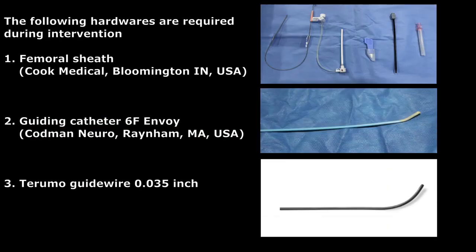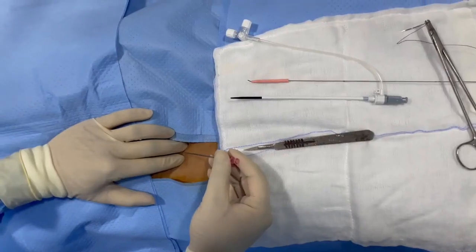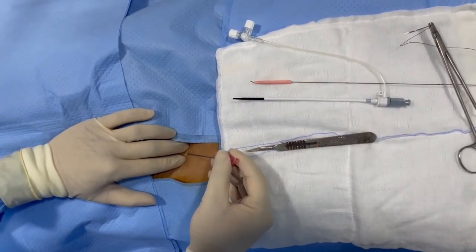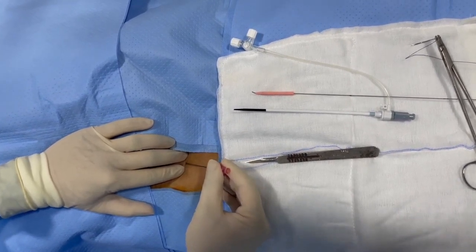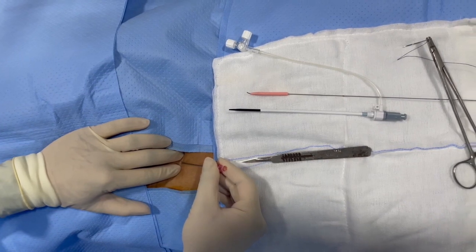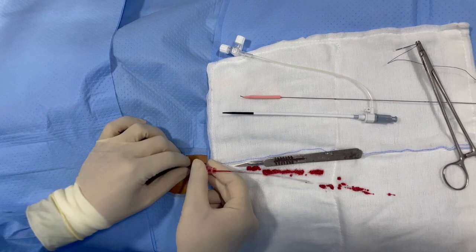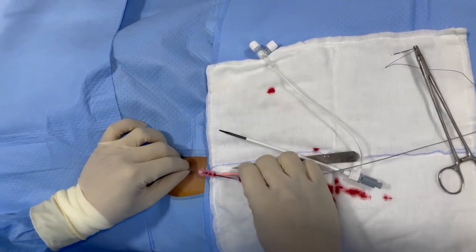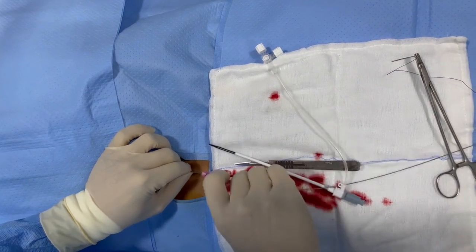The following hardware is required during the intervention: femoral sheath, Envoy 6 French guiding catheter, Terumo guide wire. After palpation of the right femoral artery at the mid-inguinal point, we puncture the right femoral artery with a puncture needle approximately 2 finger widths below the mid-inguinal point at an angle of approximately 45 degrees where the arterial pulsations are felt. Arterial puncture is confirmed by jet pulsatile flow of blood coming through the needle.